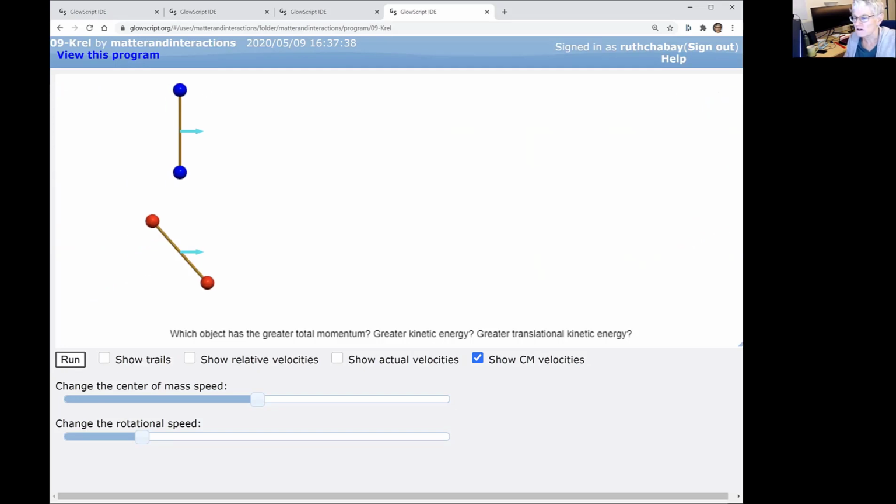So let's ask the following question. Let's think about the momentum of the objects. So consider the momentum of these moving objects. And we have a question here. For which object is the momentum greater?